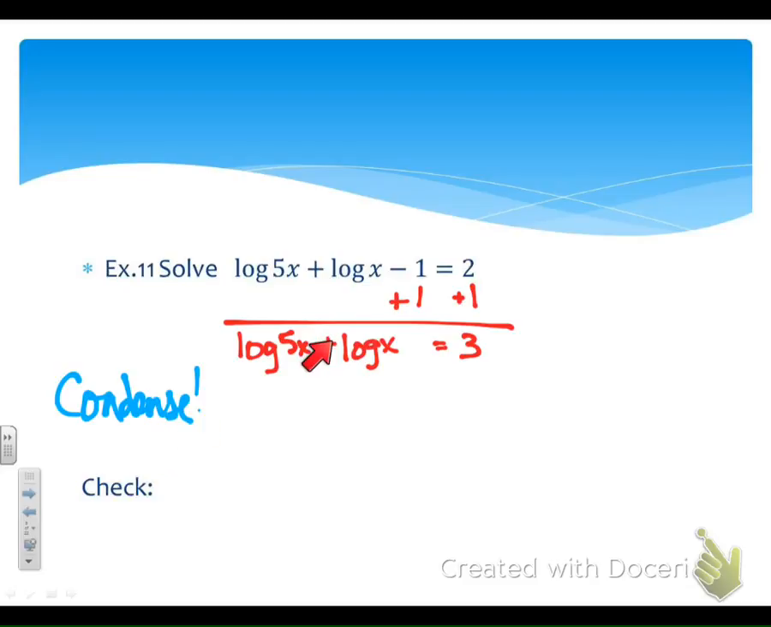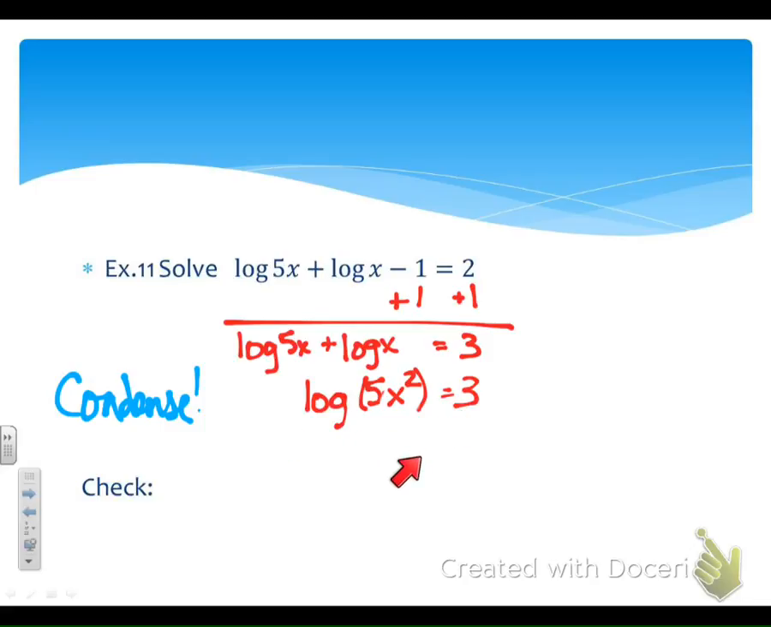We've got to condense. We have to use the product rule, undo the product rule. I see a plus sign between 2 logarithms, so to condense them, I'm going to have one logarithm of their product, 5x times x. And I can clean that up. So instead of 5x times x, I could call it 5x squared. Now I have a logarithm equal to a constant, like the previous example.